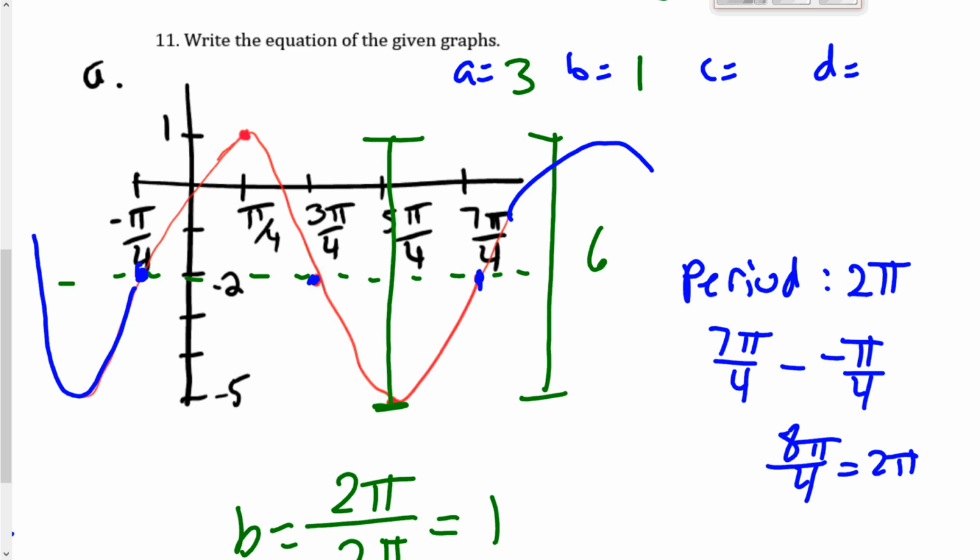Okay, so now we'll go ahead and jump to D, right? Because really, if we're writing our equation, C comes kind of last. Sometimes C comes at the beginning, but we'll do C last, okay? Because now we've got to decide what our D is and what our trig function is.